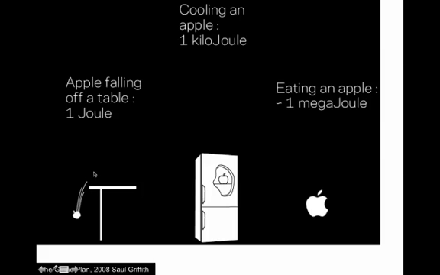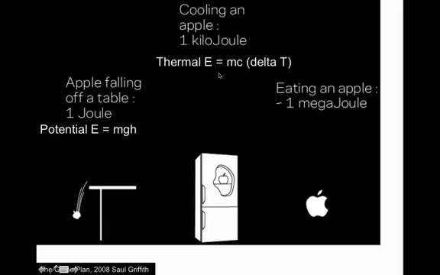If an apple falls off a table, it's about a joule. That's potential energy, gravitational potential energy, mgh. However, cooling an apple, the thermal energy required is considerably more, about 1,000 joules. And in eating an apple, what it provides for your body is about a megajoule, 1,000,000 joules, and that's the chemical potential energy of all the sugars that can be burned in your body.